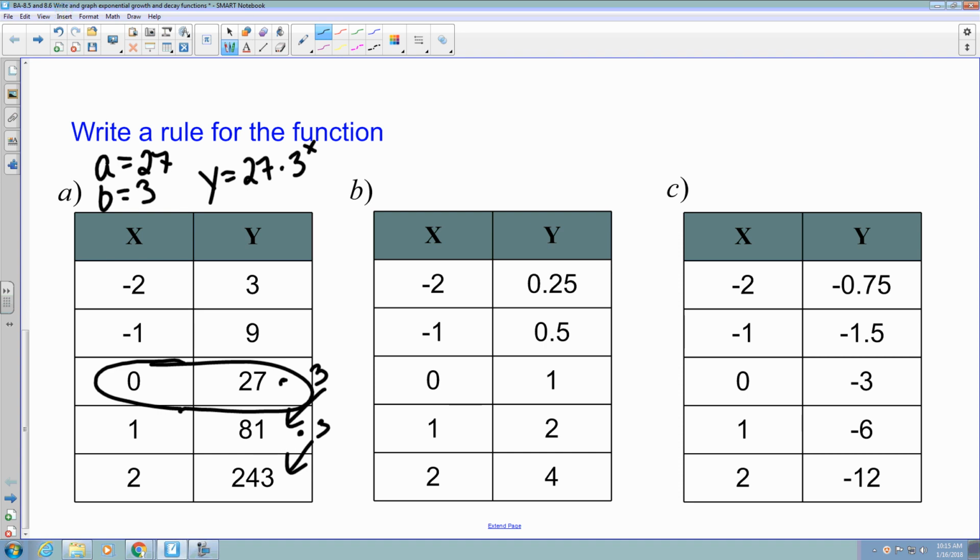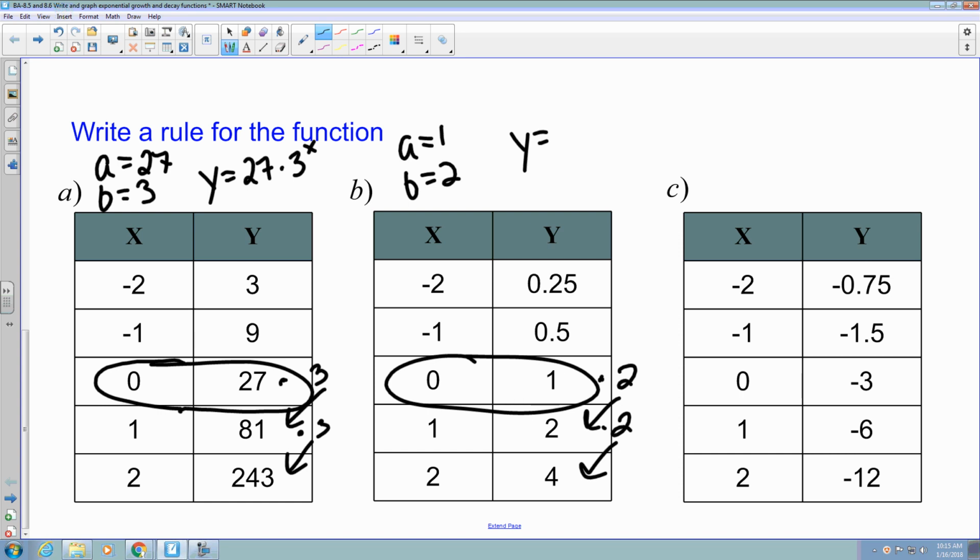Next example, b, same thing. I look at where x is 0, y is 1, so that means a is 1. And then I multiply 1 times 2 to get 2, multiply 2 times 2 to get 4. So it's consistent. That means b is 2. So my rule will be y equals 1 times 2 raised to the x power. Or you can leave it as y equals 2 raised to the x power. If you don't see any value being multiplied by the power, you make the assumption that a will be 1.